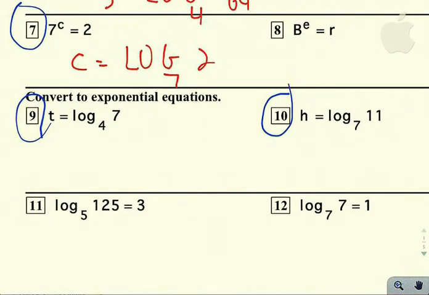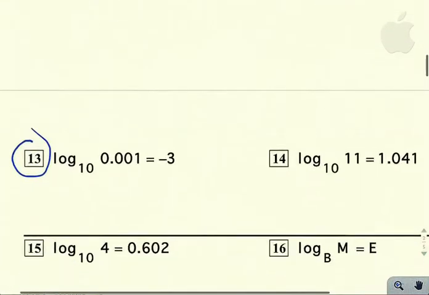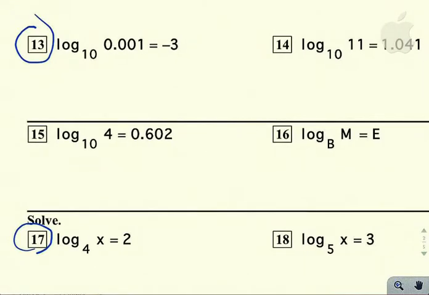Now go backwards. Remember, logs are exponents, and the base is below the g. So in number 9, 4 is the base, t is the exponent, and 7 is the outcome. So that is the exponential form. In number 10, 7 is the base, h is the exponent, 11 is the outcome. Number 13, 10 to the minus 3 equals 0.001.